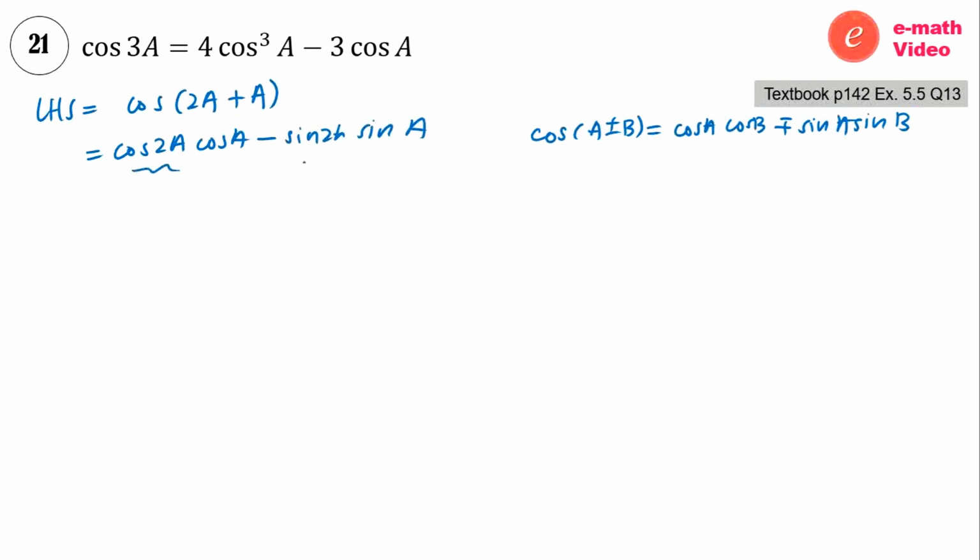For this part and this part, we know that we can use the double angle formula. For cos 2a, we have three formulas. The first one is cos square a minus sin square a. The second one is 2 cos square a minus 1. And the third one is 1 minus 2 sin square a.